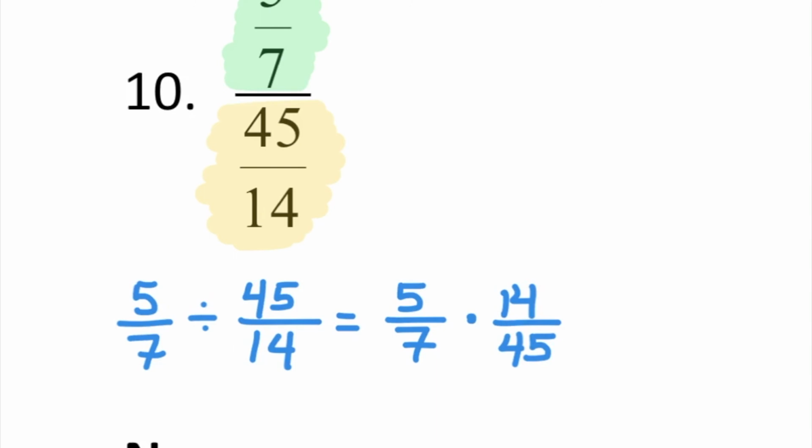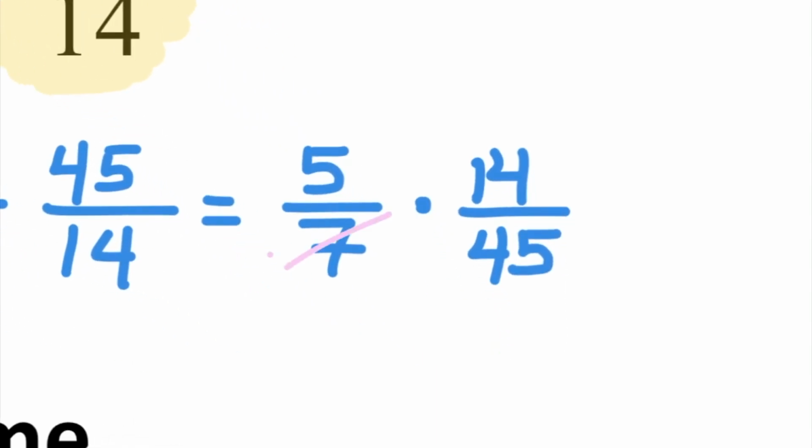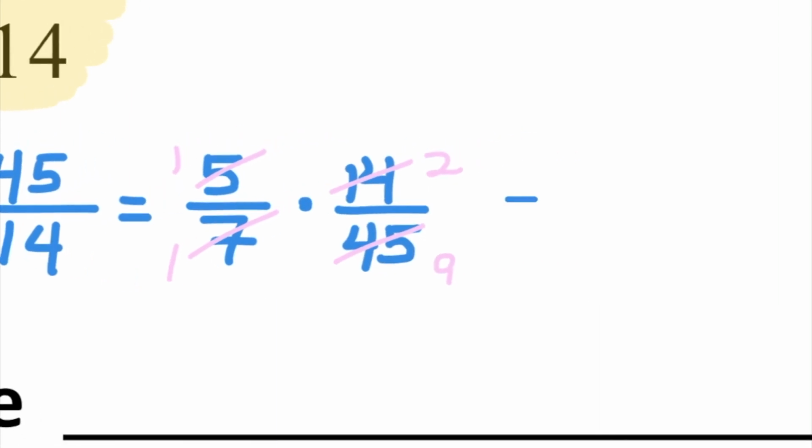And then I like to cancel. So here 7 goes into 14 twice, 5 goes into 45 9 times, and my answer for that whole thing is 2/9.